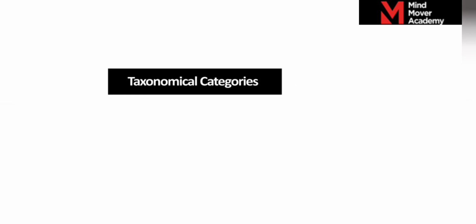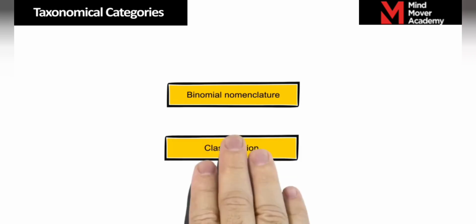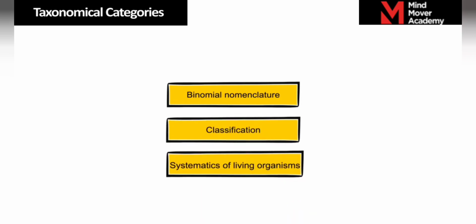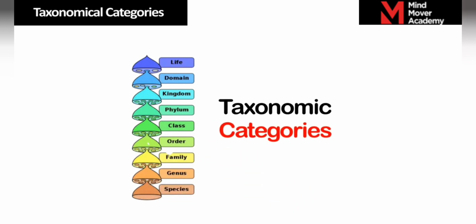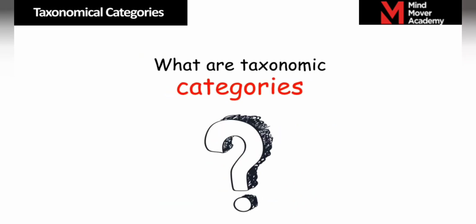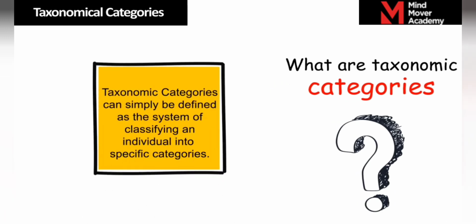Hello students, since we are well equipped with the concepts of binomial nomenclature, classification and systematics of living organisms, let us now dive into this topic of taxonomic categories. So what are taxonomic categories? Yes, taxonomic categories can simply be defined as the system of classifying an individual into specific categories.